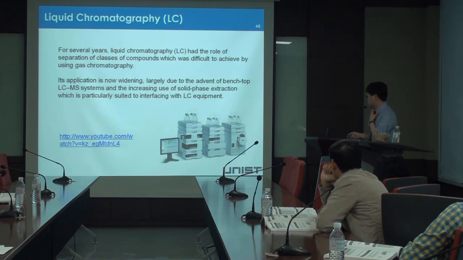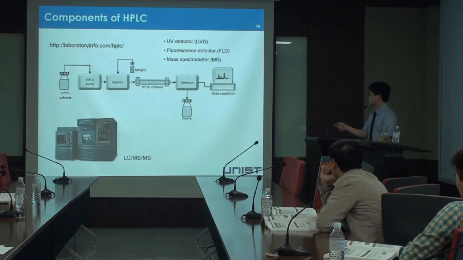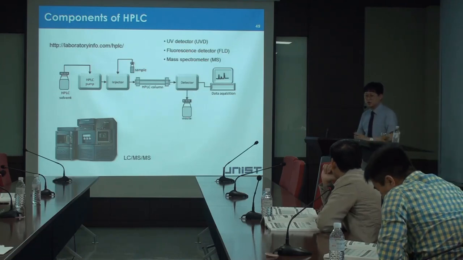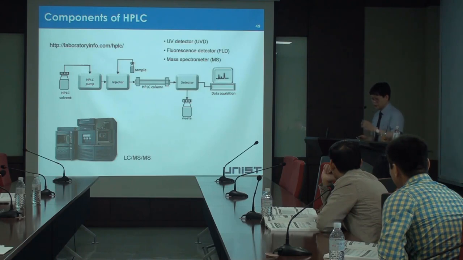So this is just about the HPLC. The solvent is used for separation of chemicals. The components are solvent, pump, injector, and HPLC column. The GC column has a long length, but the LC column is less than 30 centimeters, very small, sometimes just 10 or 5 centimeters. And for the detector, UV, fluorescence, or mass spectrometer can be used. So we say GC-MS or LC-MS. GC and LC are sample introduction methods, and MS is the analytical detector type.